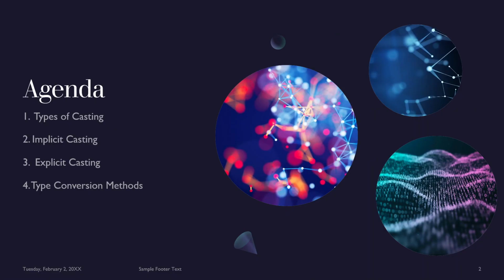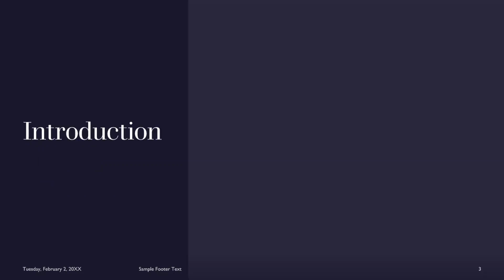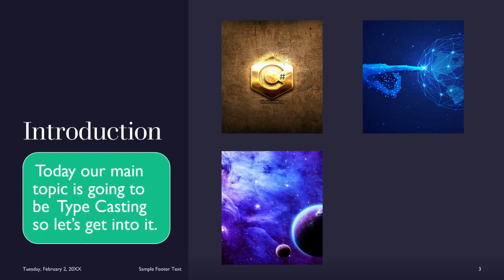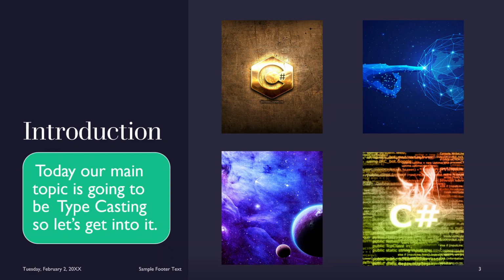So I'm back with another video, and today we're going to be discussing typecasting in C Sharp. So the agenda for today is going to be types of casting, implicit casting, explicit casting, and types of conversion methods. So you see, our main topic is going to be typecasting, so let's get into it.